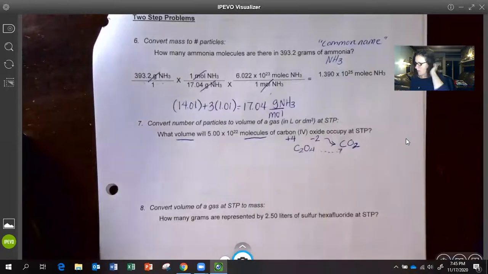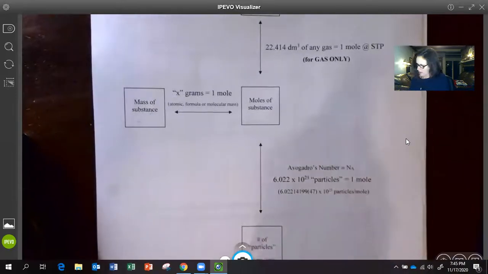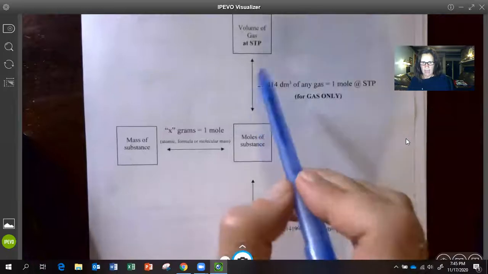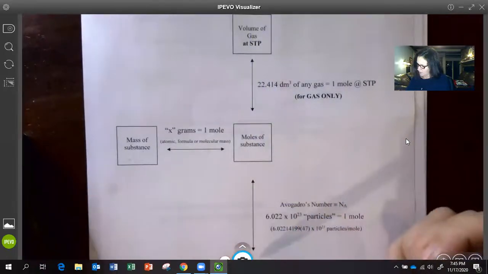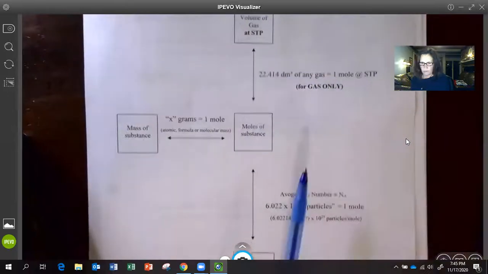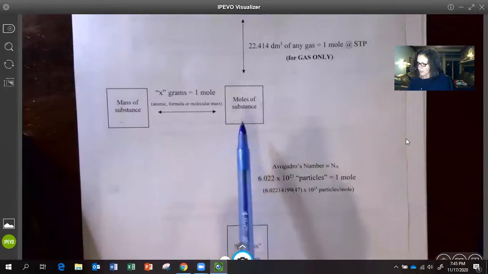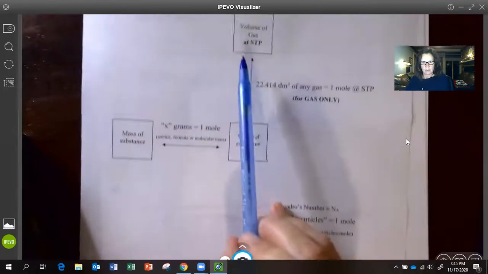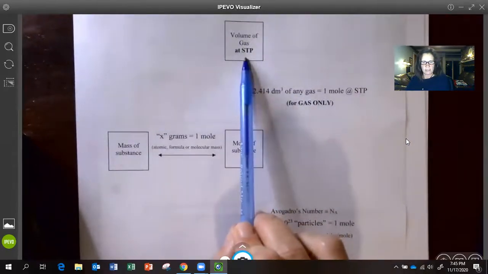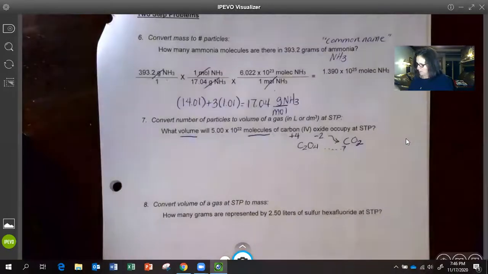Okay, now let's think about how we're going to set this problem up. We want to know volume, and we're starting with molecules. So we're starting down here, number of molecules, and we want to get to volume of a gas at STP, which is up here. So we have 2 conversions to do. First, we turn our particles, our molecules, into moles, and then we turn our moles into cubic decimeters at STP. That's what our volume is. Okay, so let's set that problem up.